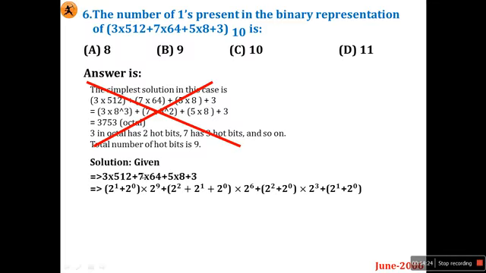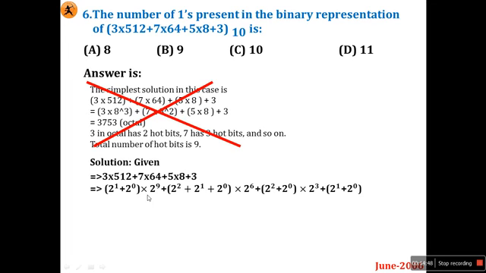What is 7? 7 is 4 plus 2 plus 1. 2 raised to 2 is 4, 2 raised to 1 is 2, 2 raised to 0 is 1. So 4 plus 2 plus 1 is 7. Now 64 is 2 raised to 6. Now you represent it like this. I hope it's very simple. It's just a representation in powers of 2. Then multiply this.